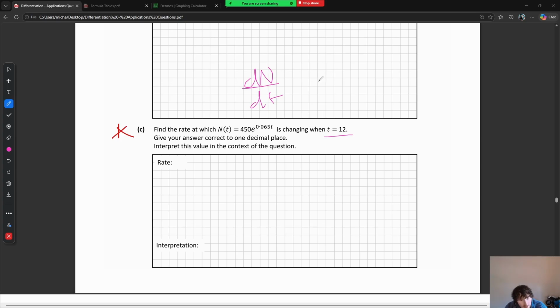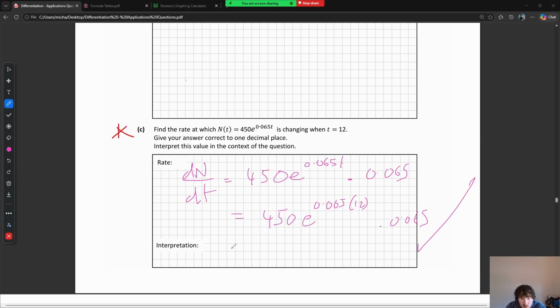So I better get a number here. It asks us to interpret this. The interpretation is actually pretty good for you to learn about. So I'll type that into my calculator and state the units: 450 e^(0.065 by 12) multiplied by 0.065.